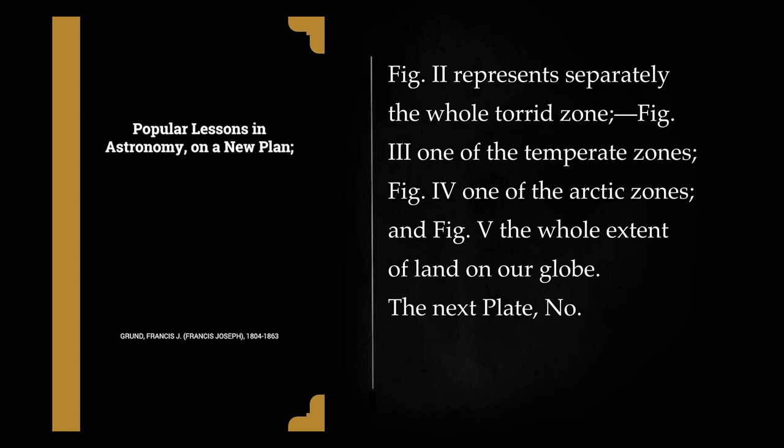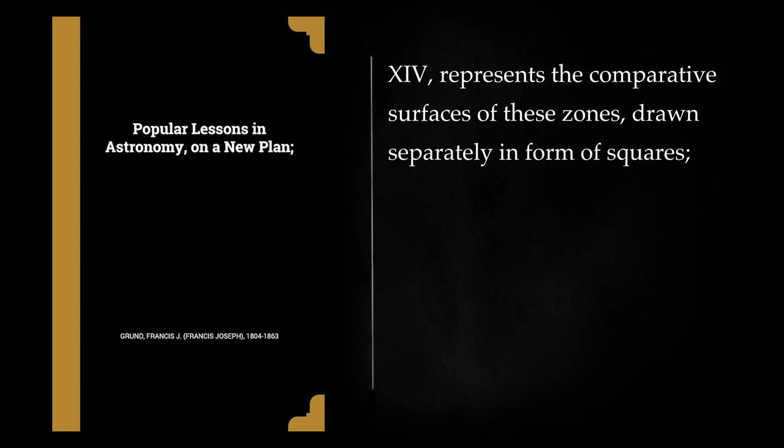Fig. 2 represents separately the whole torrid zone, Fig. 3 one of the temperate zones, Fig. 4 one of the Arctic zones, and Fig. 5 the whole extent of land on our globe. The next plate, No. 14, represents the comparative surfaces of these zones, drawn separately in form of squares.